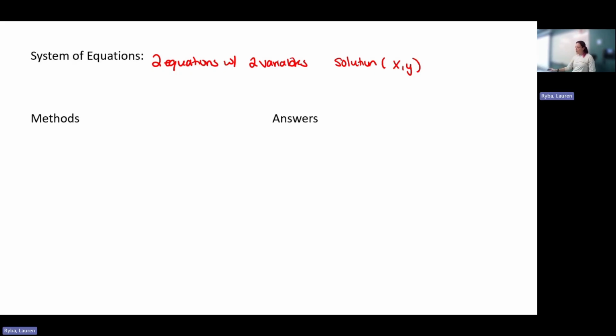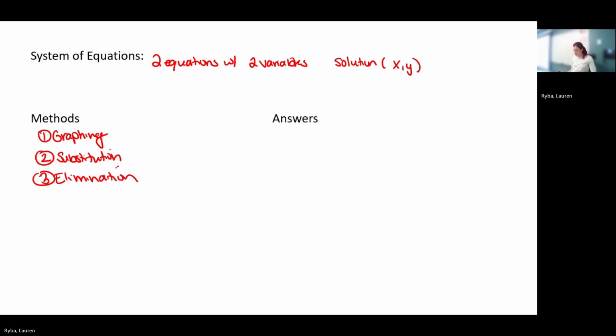We have three methods that are most commonly used in algebra to solve these. The first one is graphing. The second, substitution. And the third, elimination. There's a fourth one that are matrices that we will talk about on Thursday. So that's the next section. That's in 4.2.